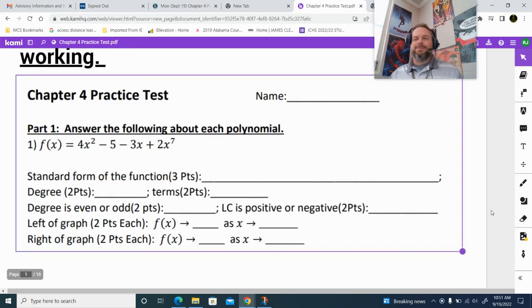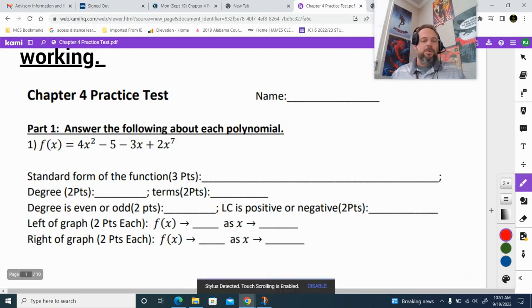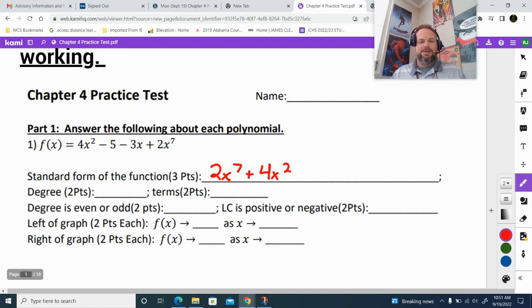Okay. So, standard form. Remember, it has to go from least to greatest.